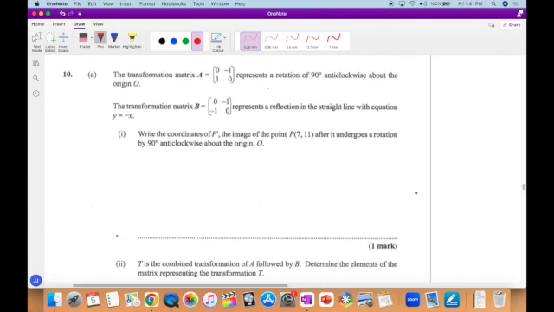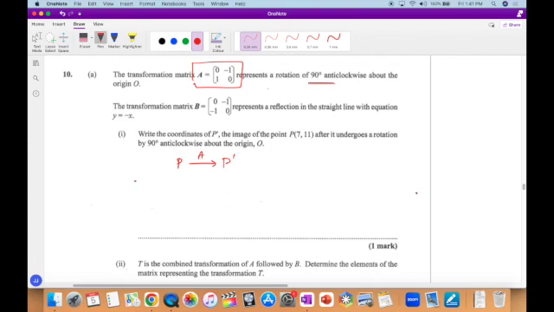Okay, so number 10. The transformation of matrix A represents a rotation of 90 degrees anti-clockwise about the origin. I'm happy that they gave it to us and we didn't have to remember. The transformation of matrix B represents a reflection in the straight line with equation y equals minus x. Write the coordinates P prime of the image P that undergoes a rotation by 90 degrees anti-clockwise about the origin. So P will undergo the transformation A, which maps onto P prime.